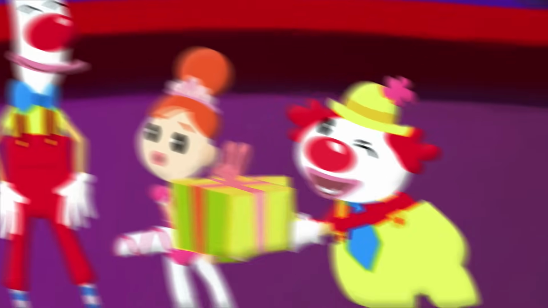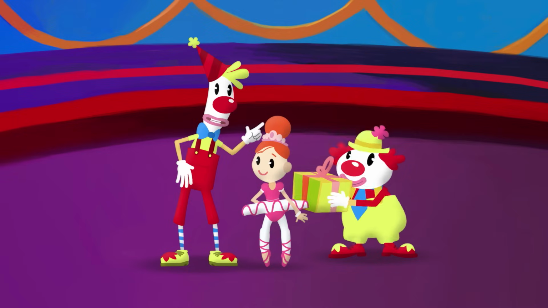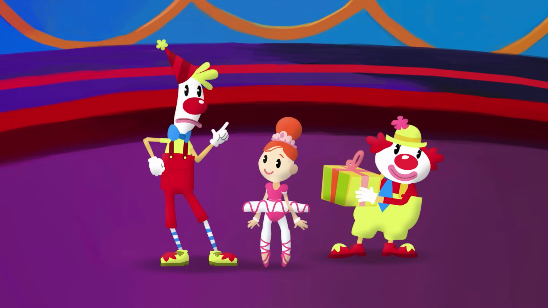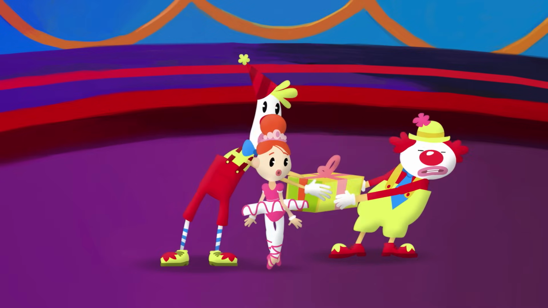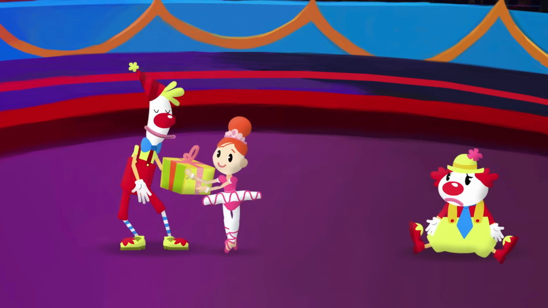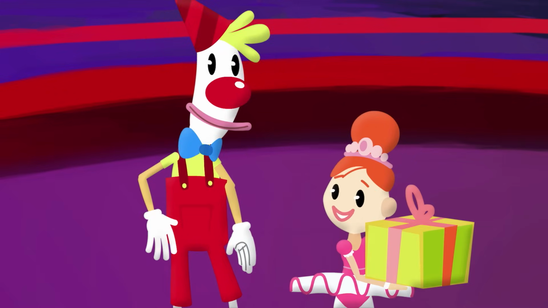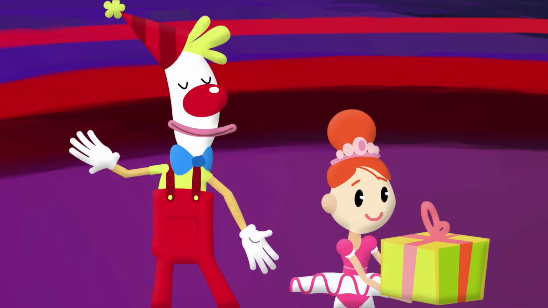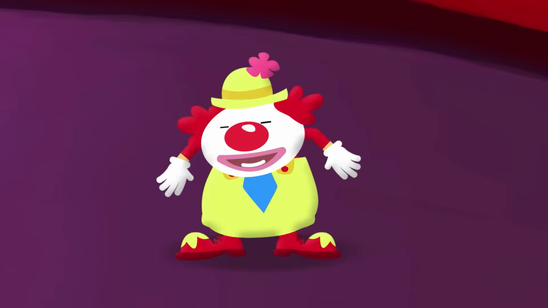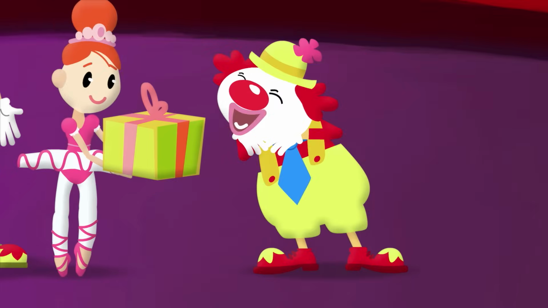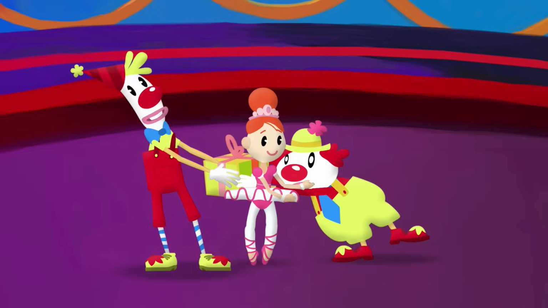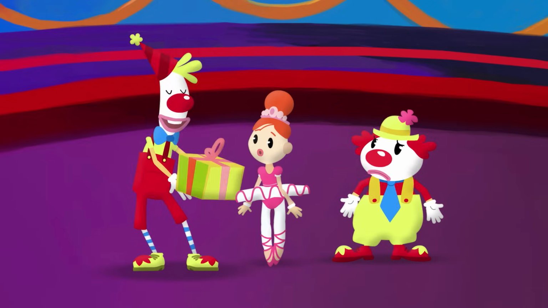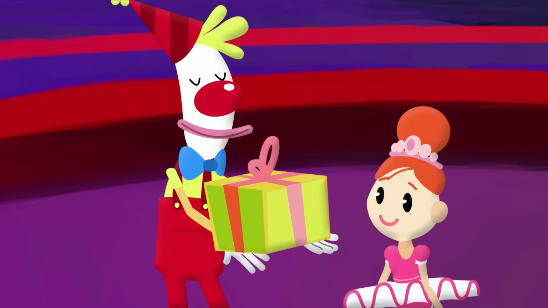I'm going to take the gift. Take. Peanut, you can't take the gift. It's for Bella. We have to give it to her. Give. Well, if Peanut wants... Yes, Peanut wants it. Can I take it? Take. No, Peanut. We have to give it to Bella.